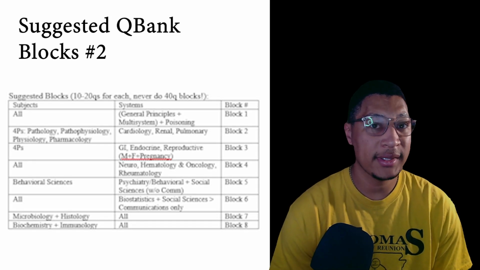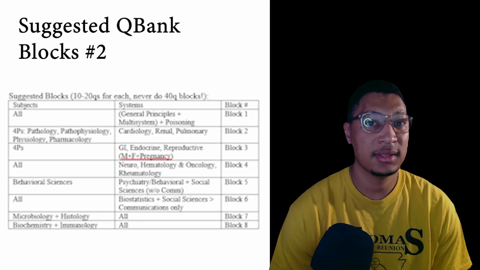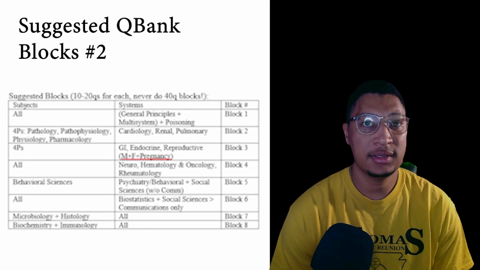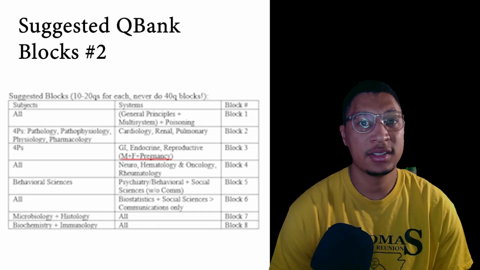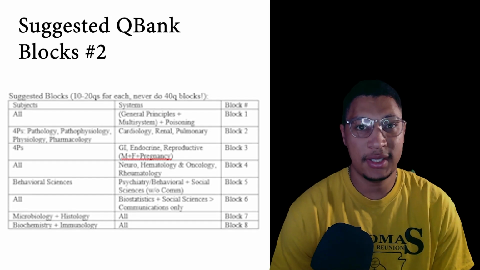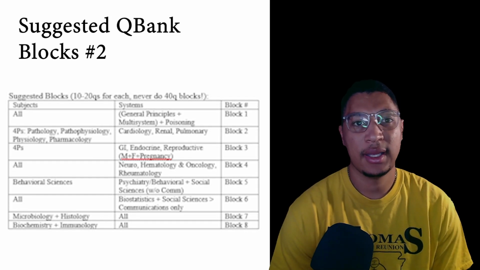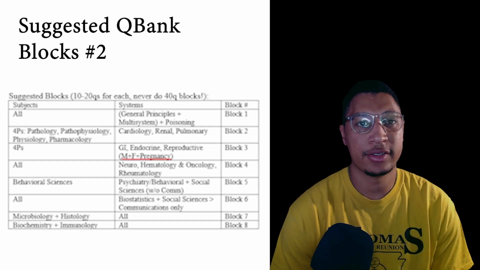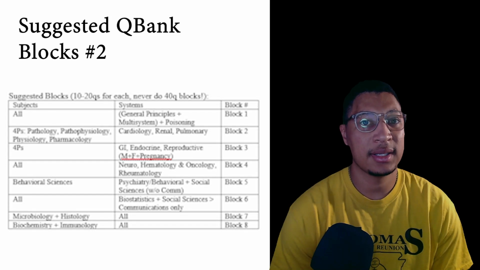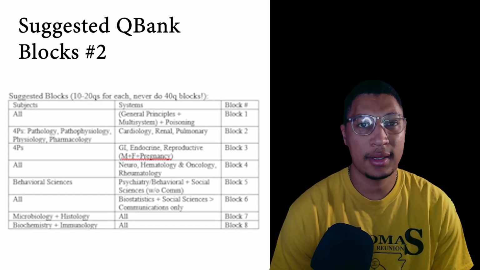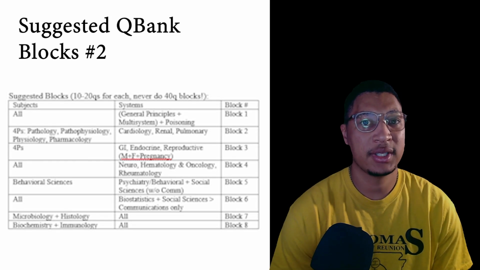Block 5, I'm only selecting the behavioral sciences subject, and I'm doing all the psychiatric and behavioral sciences, as well as social sciences without communication. Block 6, I'm selecting all the subjects, and I'm only doing the biostats and communications. Block 7, I'm selecting subjects microbiology and histology, and I'm doing all the systems. And in block 8, I'm selecting only biochemistry and immunology for the subjects, and I'm doing all the systems.